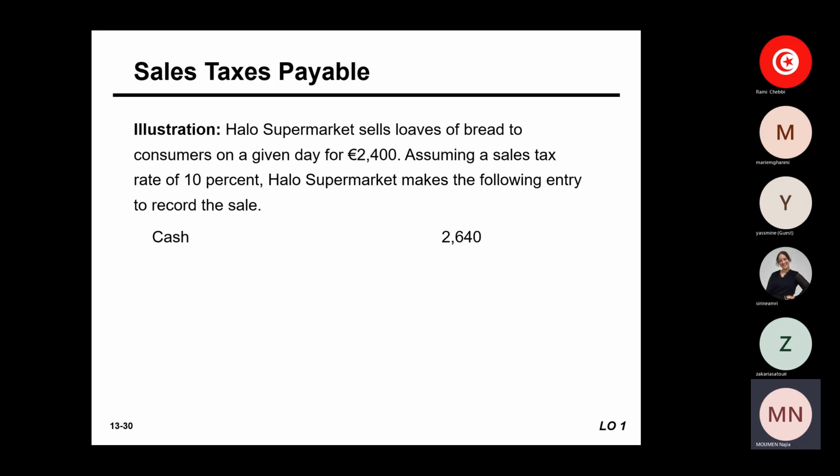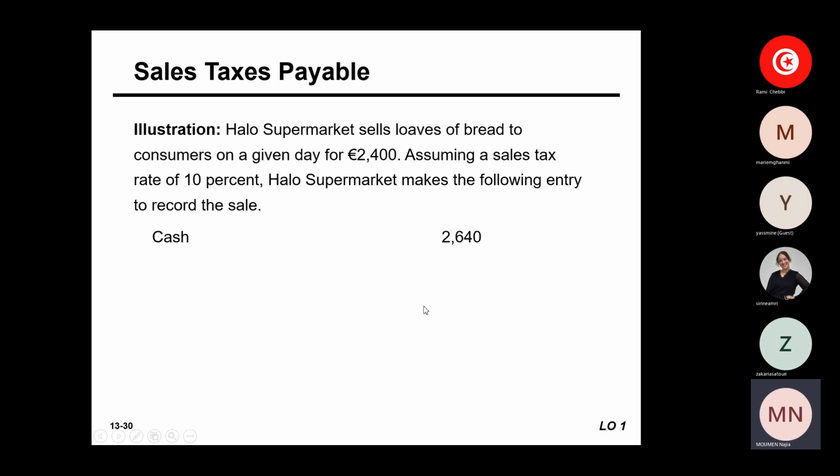In this situation, the amount provided is the gross amount of 2,400, not including tax. That's the amount of sales, and we will apply 10% over that sales, which is 240. So as Hello Supermarket, I will be collecting from the customer the 2,400 plus the 240, so the entire 2,640.